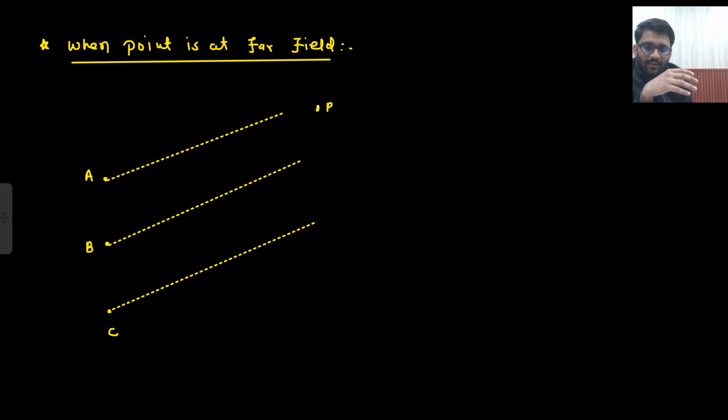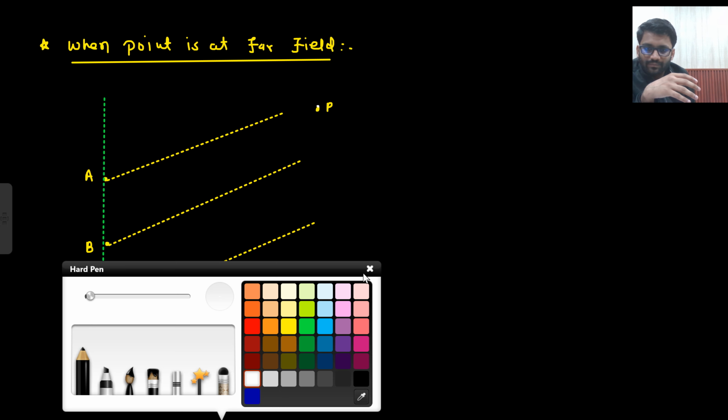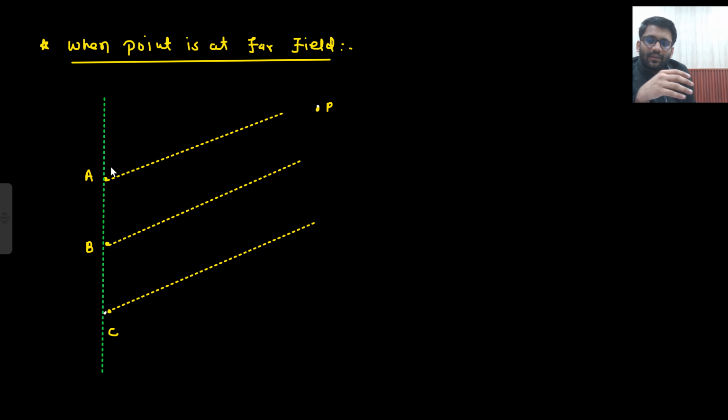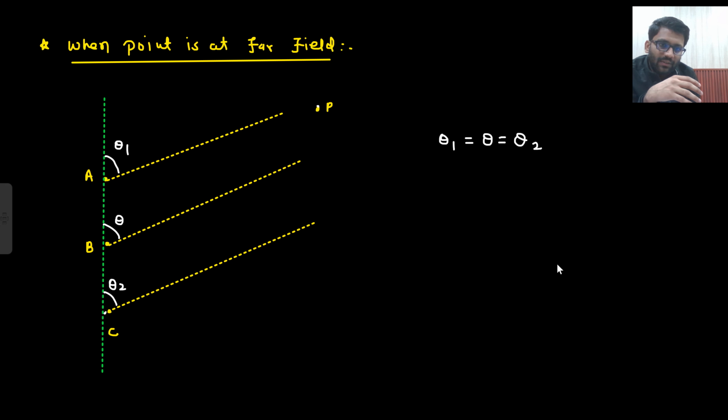Now I am going to do the same thing again. I am going to make a perpendicular line passing through them. Now if I call this angle theta1, this angle theta, and this angle theta2, can I write that theta1 is equal to theta is equal to theta2, right? Because these lines are parallel now. If the point P is far away, then these lines will become parallel, and then theta1 equals theta equals theta2.